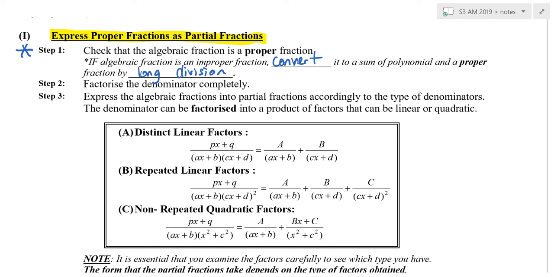Step 2, you need to factorize the denominator completely. Step 3, you need to check what case is it. Case 1, case 2, and case 3. Now, must you memorize? Yes. But is it given in the exam? No. Now, this is not provided in exam.